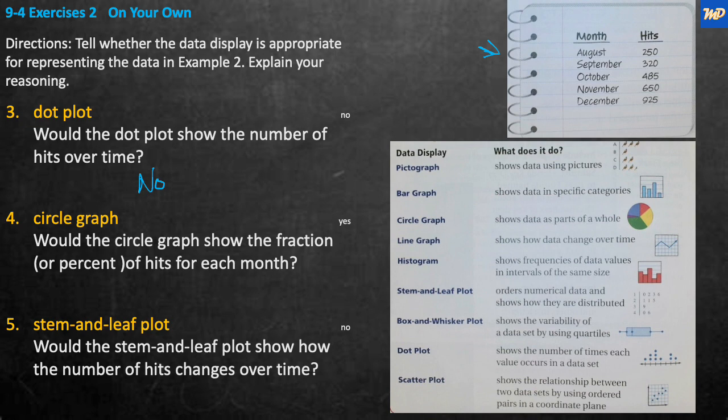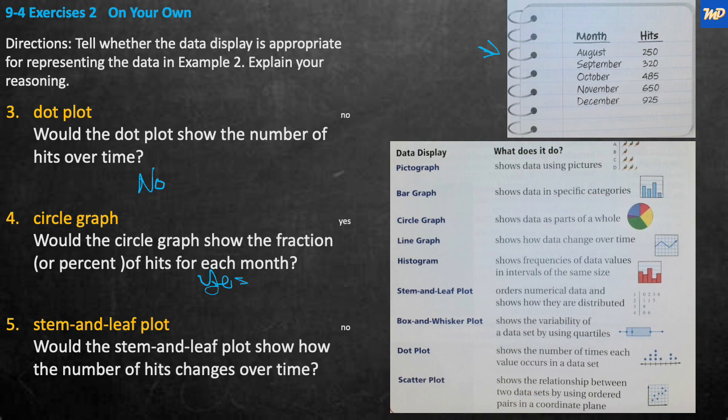How about a circle graph? Would a circle graph show the fraction or percent of hits for each month? The circle graph shows data as parts of a whole. So if the whole survey was 5 months, the circle could say for the months from August to December, or whatever you could have as the title of the chart. You could have 5 pie pieces in your circle graph, and you could show the size of each piece, larger or smaller, and what percentage of the circle it shows. You could get a perspective. So I would say yes for that one.